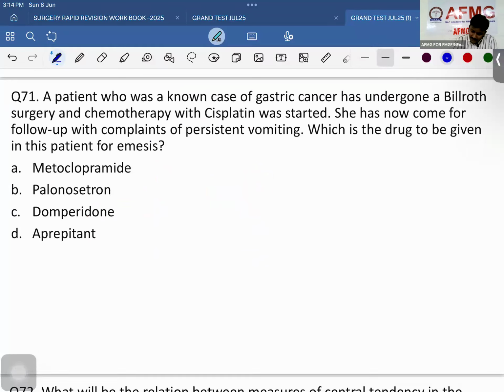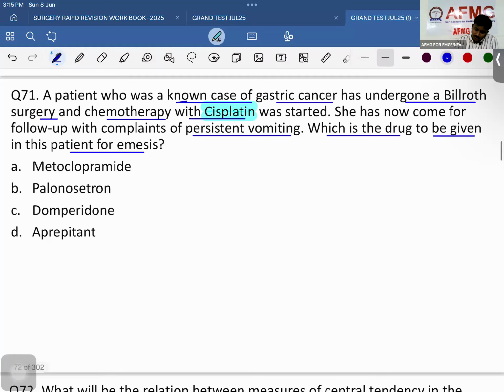Next important, if I talk about question number 71, beta, it is a patient who was a known case of gastric cancer, has undergone surgery, has undergone a Billroth surgery, and chemotherapy was given with which drug? Cisplatin, beta. She has now come for a follow-up with complaints of persistent vomiting. We know that cisplatin is the most emetogenic anti-cancer drug, beta. Which is the drug basically to be given in the patient for treatment?